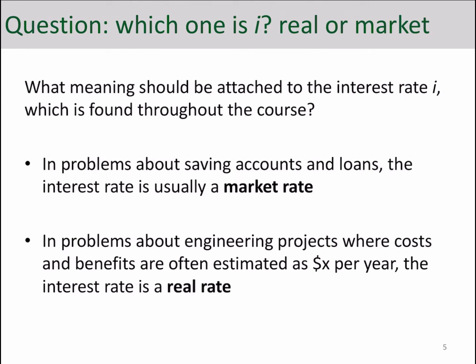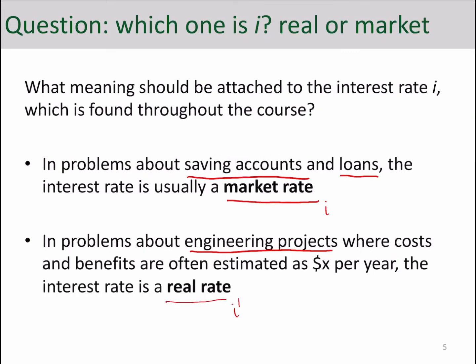Now the question is, what meaning should be attached to the interest rate I that we typically use in our analyses? If you're dealing with savings accounts and loans, the I, or the interest rate that we use, is the market rate. But in problems that deal with engineering projects where you invest some money and then over time you gain revenue on that investment, and at the end you probably have some salvage values, in those types of problems the interest rate is the real rate. And you know that the real rate is I prime, the market rate is I. Just to remind you.